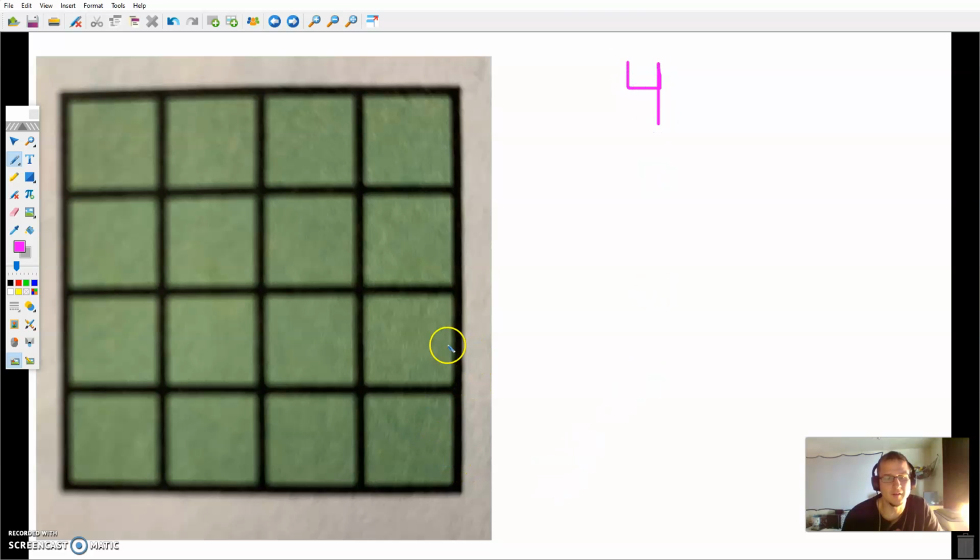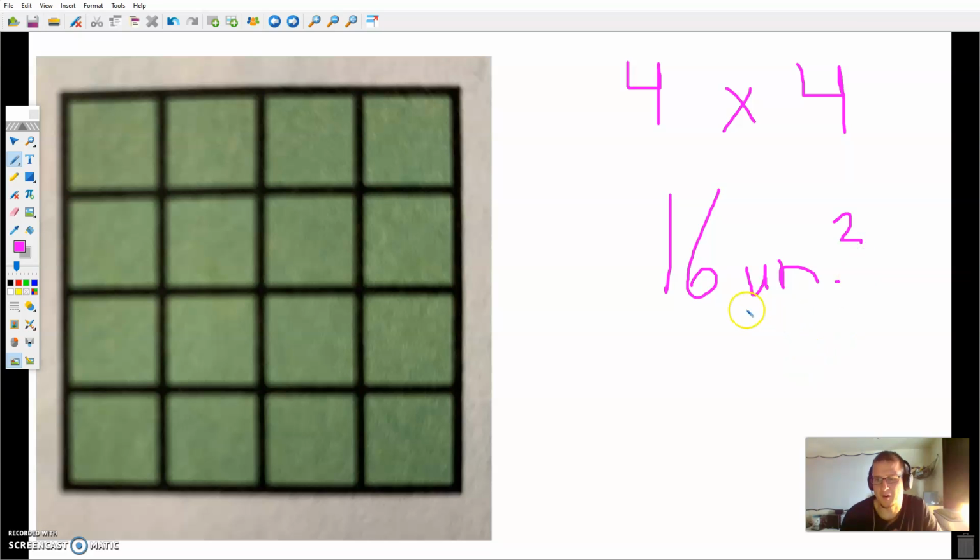My width is 1, 2, 3, 4. So it's 4 by 4, and 4 times 4 is 16 units squared. Remember, there's 3 different ways we can write that. We could write out square units, or we can say units squared, or whatever it is: feet squared, meters squared, yards squared, or square feet, square meters, square yards. Okay? So if we were to count, there are 16 of those little squares in this box.